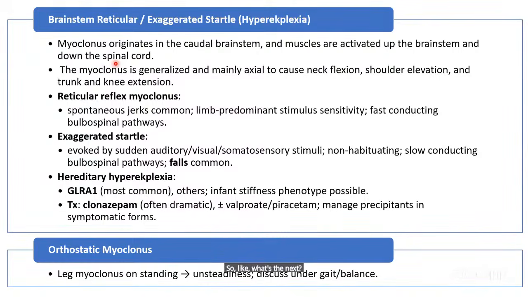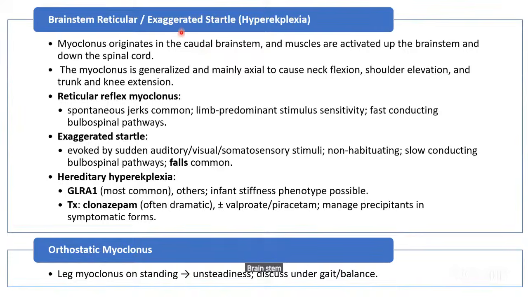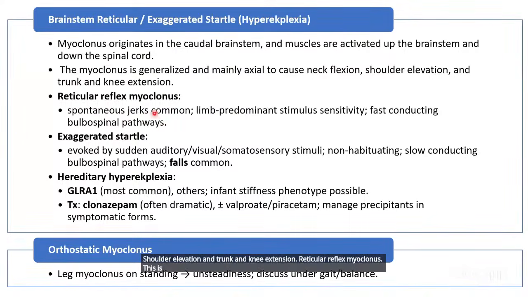Next, brainstem reticular or exaggerated startle. This myoclonus originates in the caudal brainstem, and muscles are activated by the brainstem and down the spinal cord. So the myoclonus is generated and mainly axial to cause the neck flexion, shoulder elevation, and trunk and knee extension. Reticular reflex myoclonus has spontaneous jerks, common, limb predominant, stimulus sensitivity.